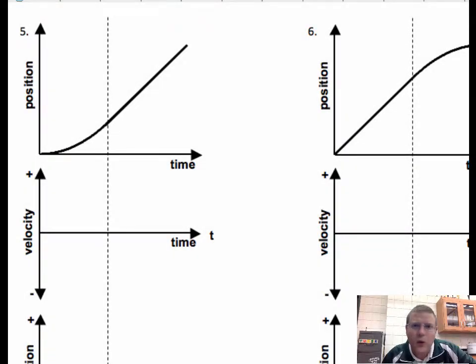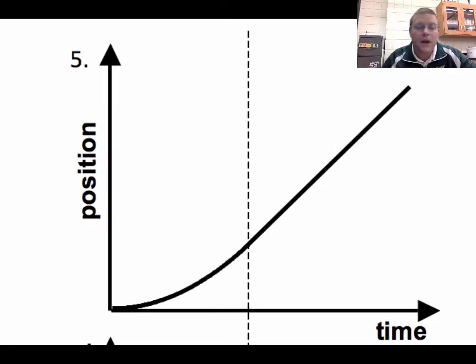Hey everyone, I want to make a quick review video for what you're going to see on the quiz for getting a position time graph and needing to create a velocity time graph, an acceleration time graph, and then the motion map that goes with that motion. So this example here is the position time graph from one of the ones in your workbook.